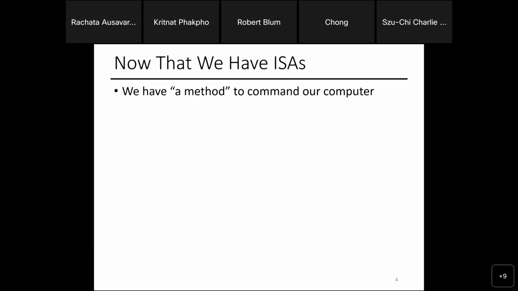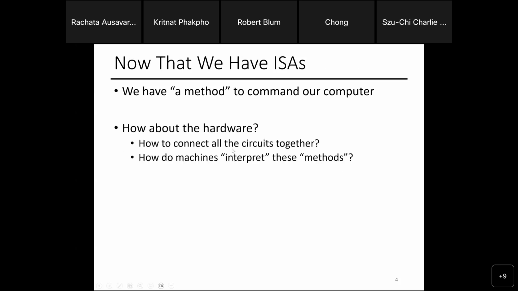Have we built the computer yet? No. So from now on, we're just building that computer to listen to the command and execute it. All right. So that's the hardware: how to connect all the circuits together and how the machine actually understands this method, and that's your project 3. Right? With this bit stream from your executable, how do you run the program?